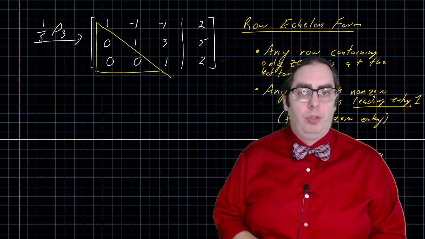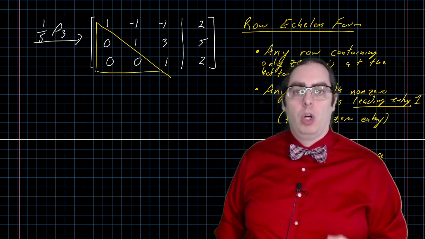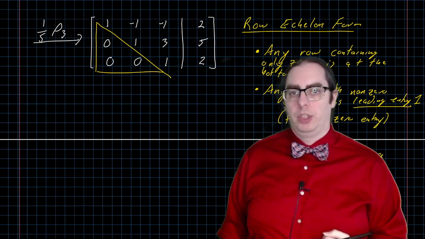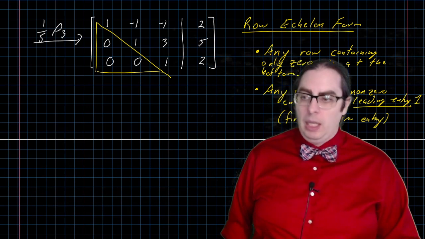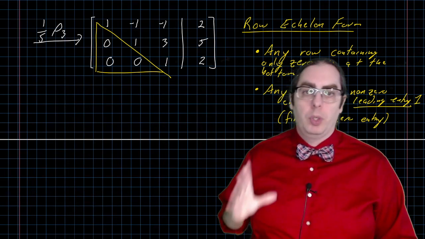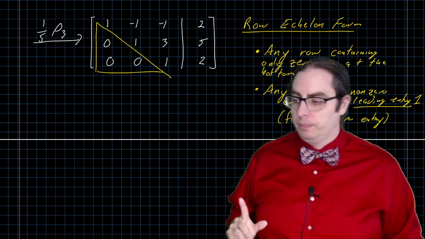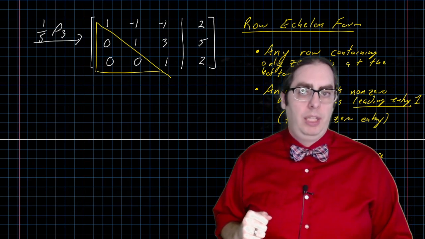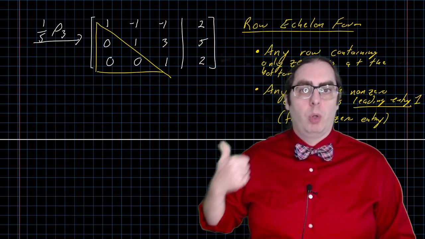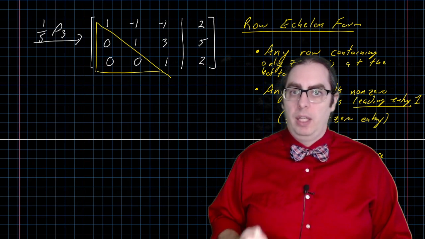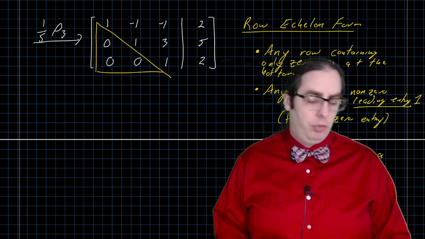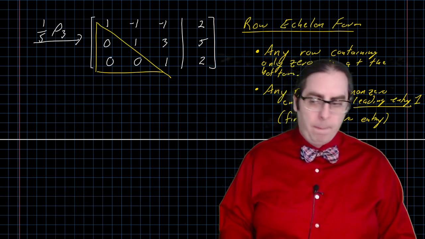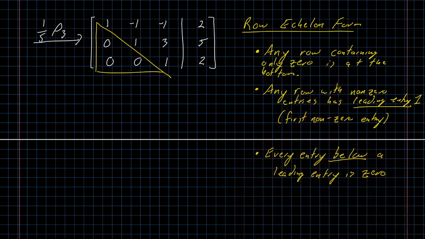Row echelon form is great, but even better would be to get to what's called reduced row echelon form. And in reduced row echelon form, we're going to just take this one step further. Not only do we want every entry below the leading entry to be 0, we're also going to require that every entry above the leading entry is also 0. So just keep going with this. Actually, I'm running low on room, but let's see if we can get this to work out.